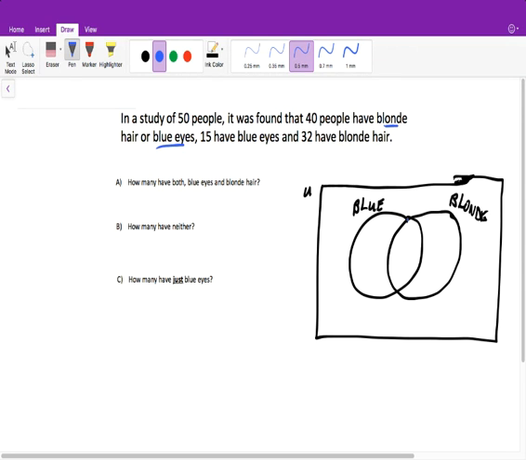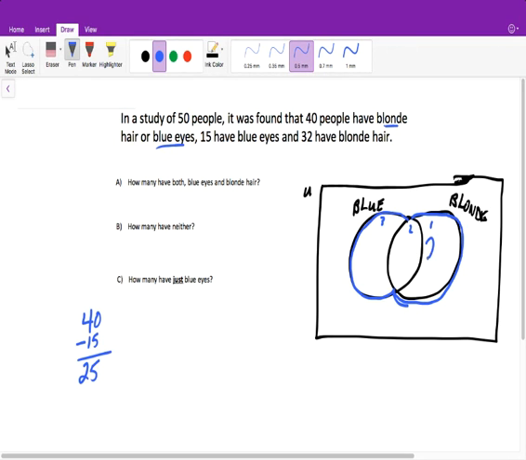That means that they fill up every single section of this circle, because they either have blonde hair or they have blue eyes. So every single 1, 2, 3 regions are going to add up to 40. So those 40 people have to have blue eyes or blonde hair. 15 have blue eyes. So if we take that 40 and subtract 15 from it, because we know 100% have to have one or the other, and if 15 have blue eyes, the other ones must have blonde hair. So 40 minus 15 is 25.